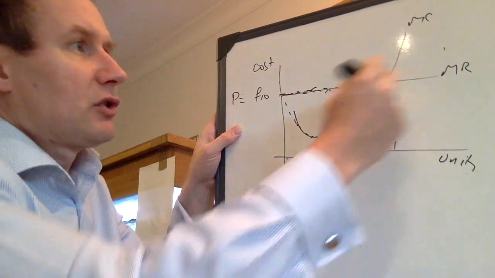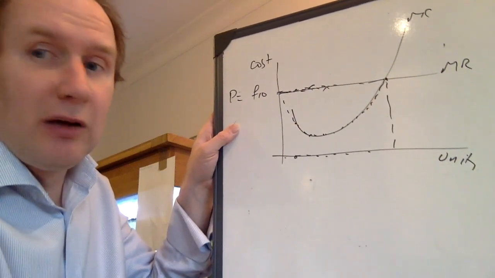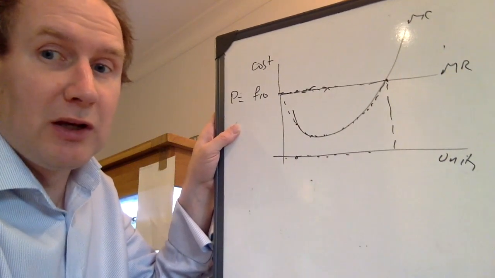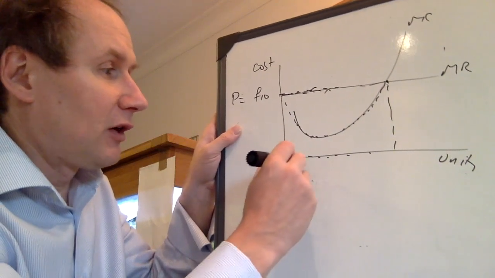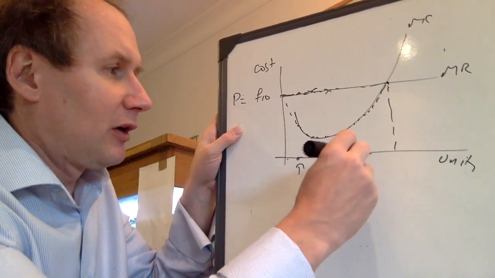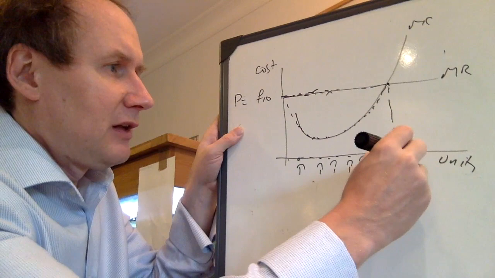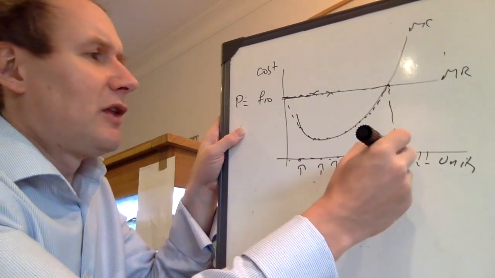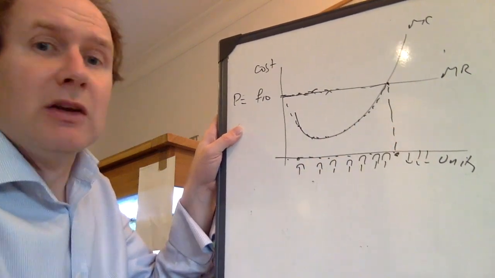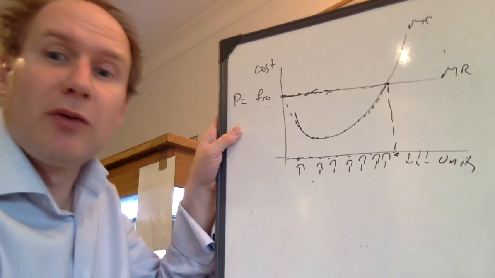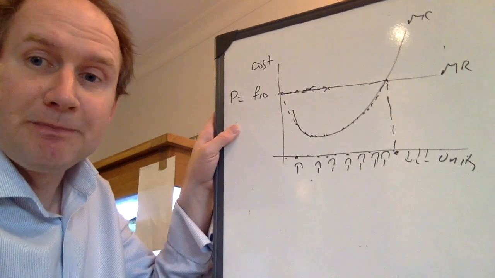After that point, the extra cost is more than the extra revenue, and therefore your profits will be going down. So profits are going up, up, up, and then down, down, down. So at that point they're maximised. So marginal cost is useful because it helps a firm when making output decisions.